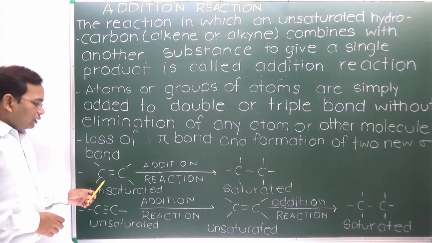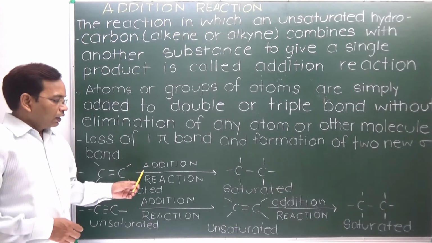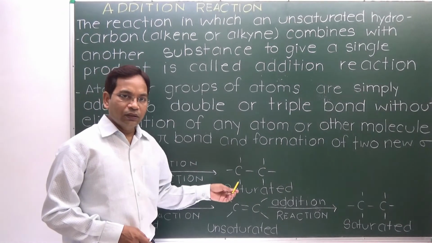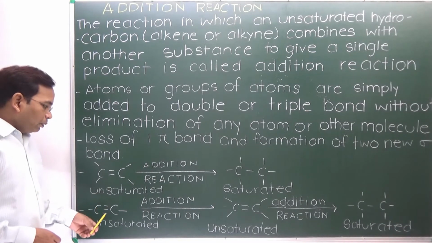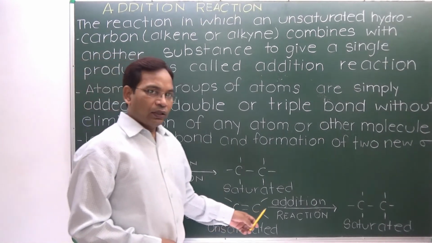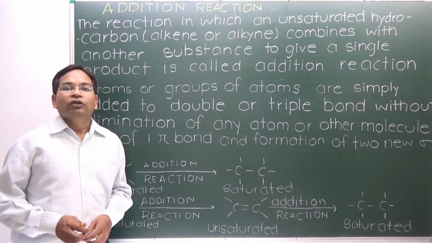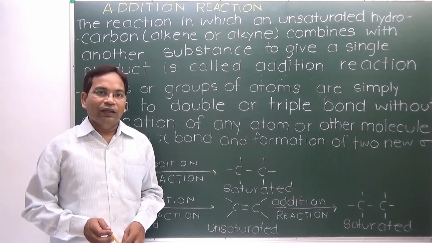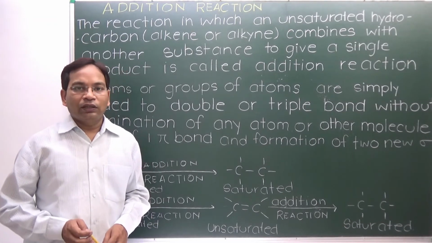Here, for example, this is an unsaturated carbon compound, and addition reaction forms a saturated organic compound. If it is a triple bond, addition reaction forms a double bond, which further undergoes addition reaction to form a saturated carbon compound. So addition reaction occurs only on alkenes and alkynes, where there is a double or triple bond. The reaction product is a saturated hydrocarbon.